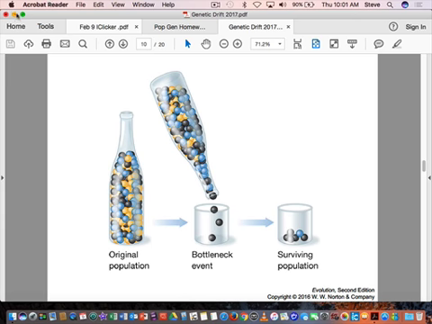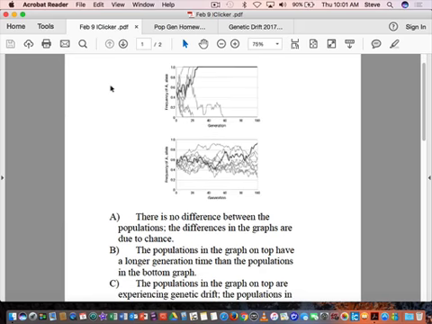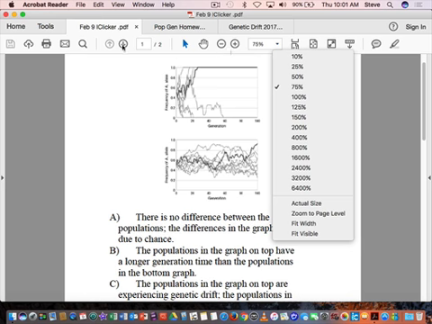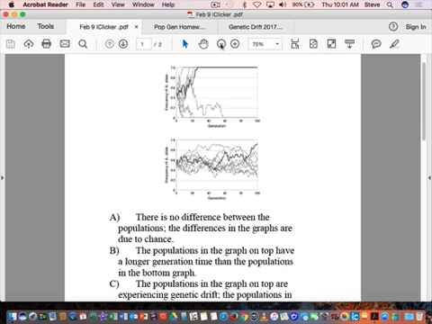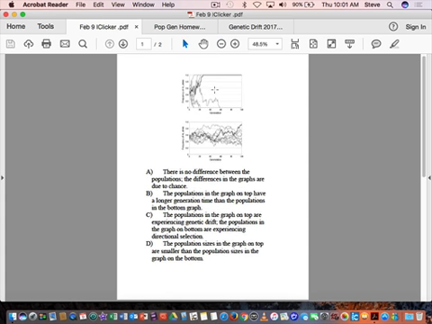Okay, let's do an i>clicker question. I realize this is really hard to see. This came from the test bank, okay? So the top one is graph A, with 10 individuals. The one in the middle is what? 100, okay?